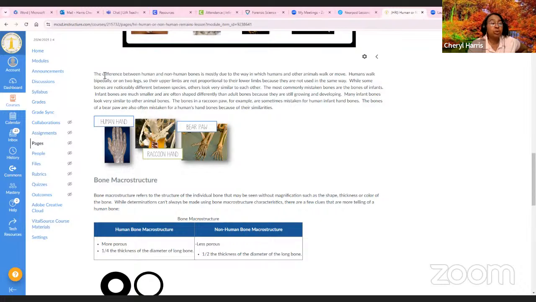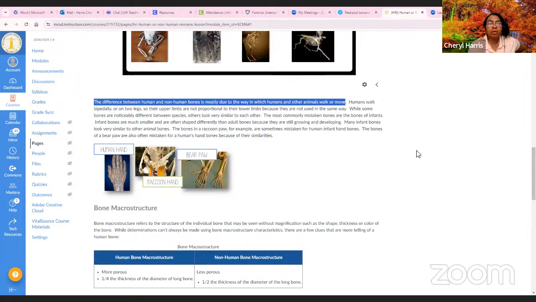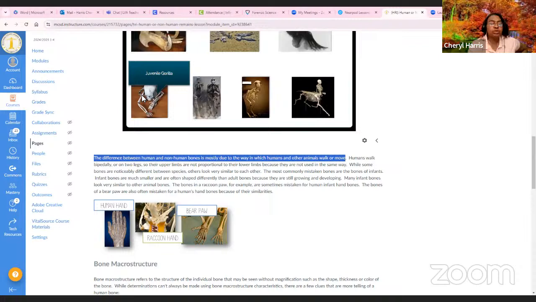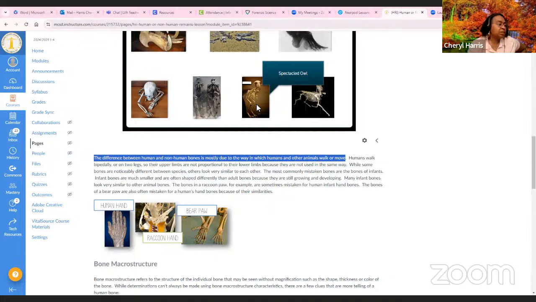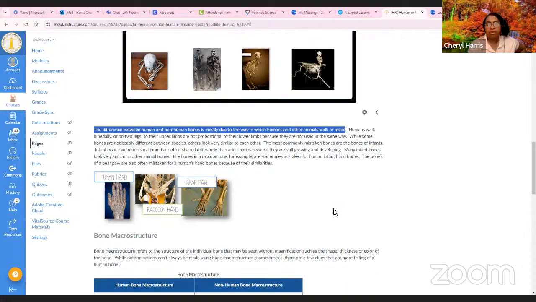So that's important because the way you walk or move, for example, let me go back up here. Look at the way this juvenile gorilla is crouched. That's different. Look at the way this speculative owl is perched. So the way they walk or move is definitely descriptive in their bone structures. Okay.